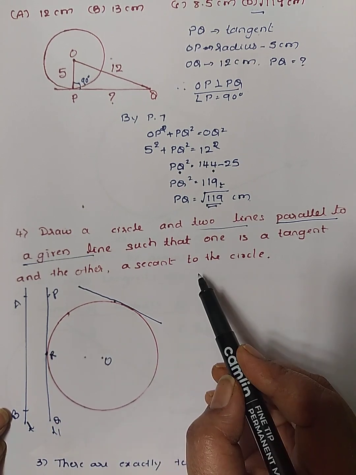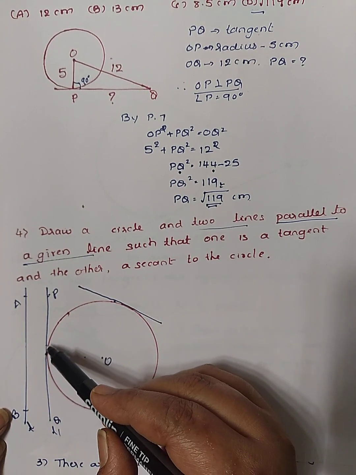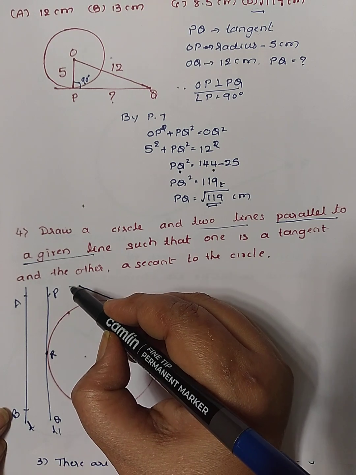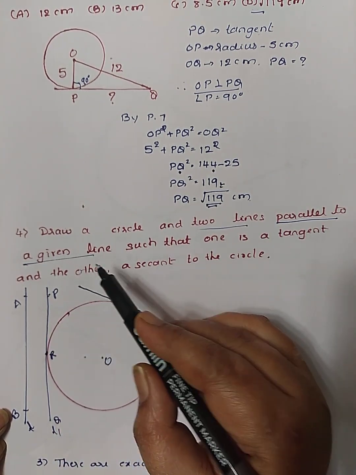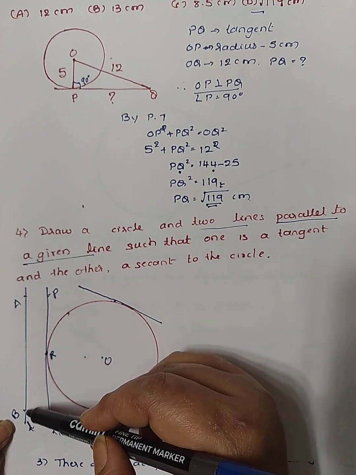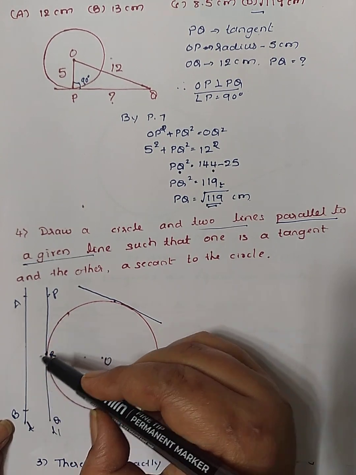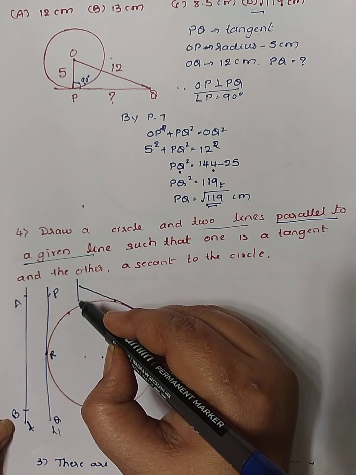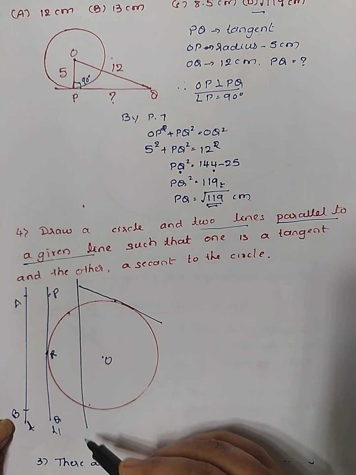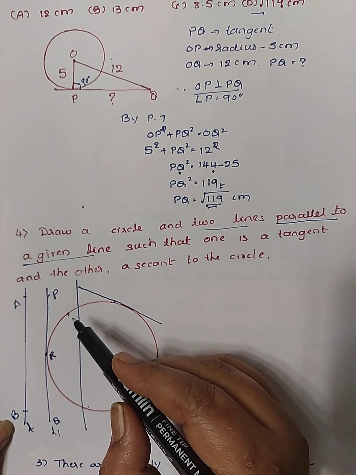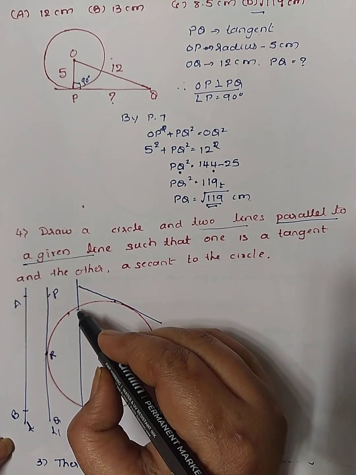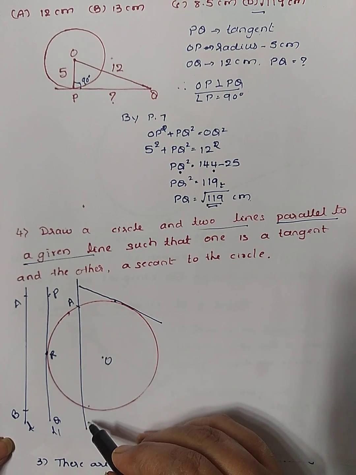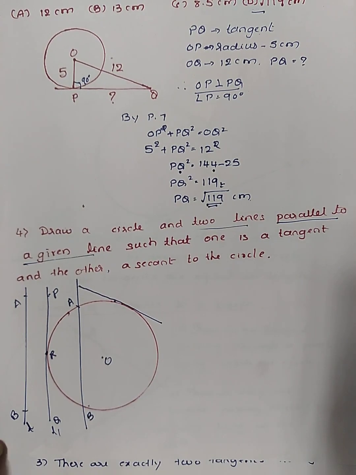And the next one is the secant. Secant means a line that cuts the circle at 2 points. This also should be parallel to the given line, which is AB. So you have to draw a secant parallel to this line, means you draw another line here. This is a secant. Secant means it intersects the circle at 2 points, that is at point A and at point B.